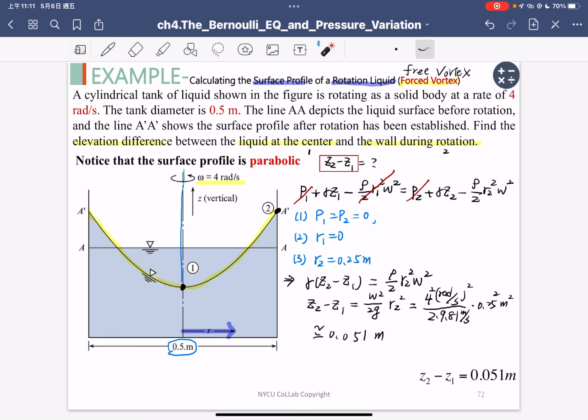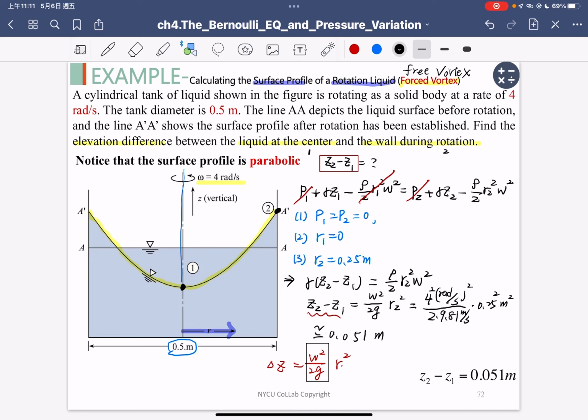And I would like to emphasize again, the delta z here is equal to omega squared divided by 2g, times r squared, right? So that's why the shape of the water surface will be parabolic, because there are constant values to control the shape of the parabola.